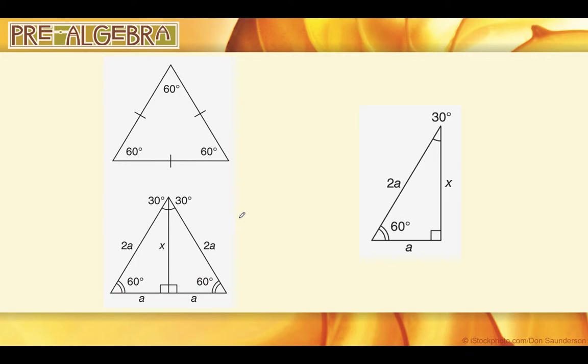Notice what happens when I draw a line straight down and cut that 60-degree angle in half. What happens when I cut an angle completely in half? Well, that's called bisecting an angle. Therefore, the two new angles you've made are two 30-degree angles.